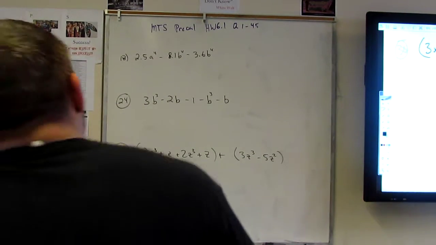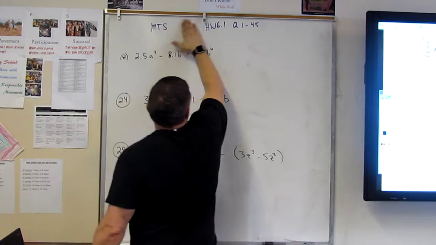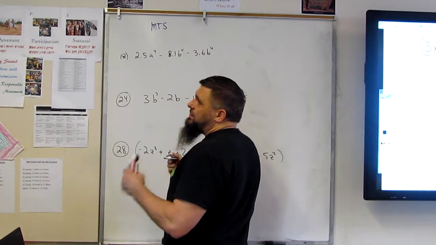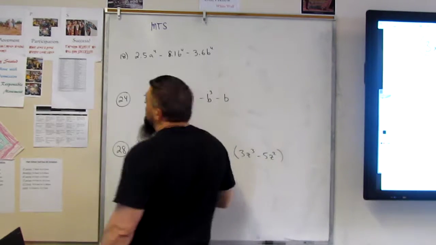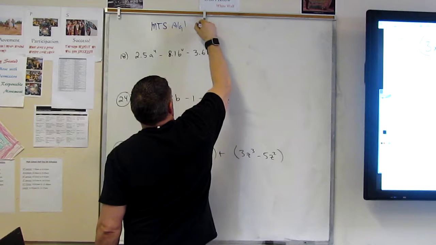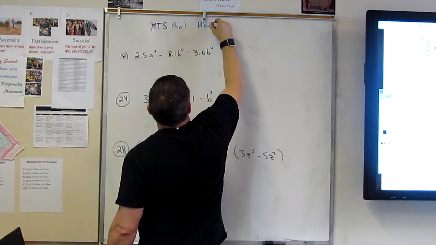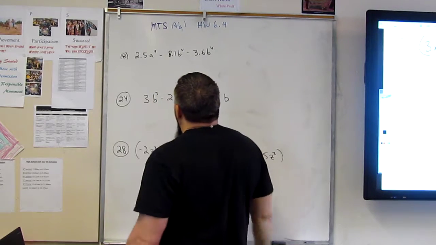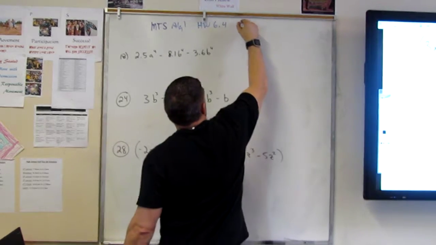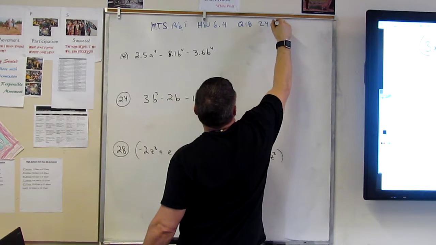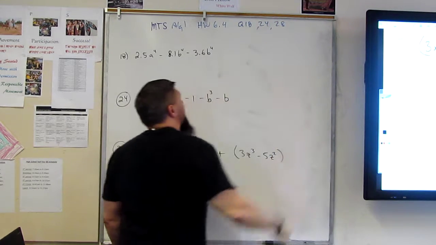Alright, MTS. Oh, this ain't pre-cal. MTS. Let's go with ALG1. Homework. What is this? 6.4? Yeah. Okay. And we're going to do 18, 24, and 28.